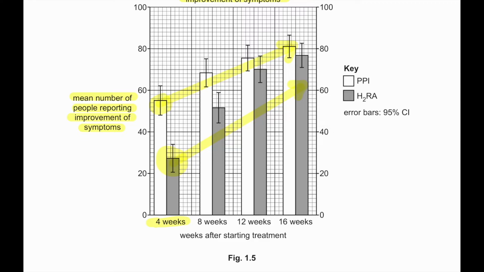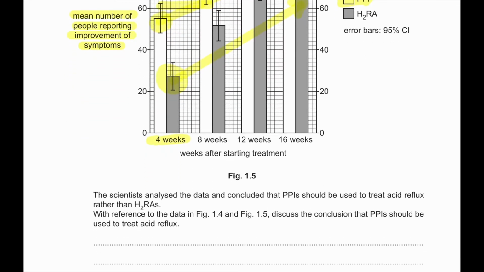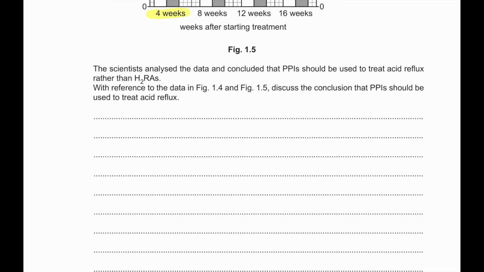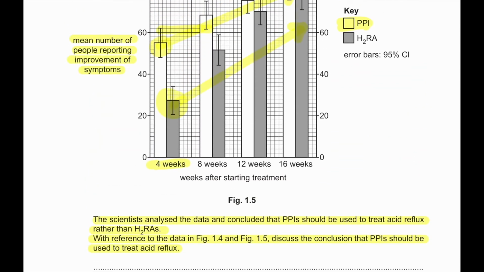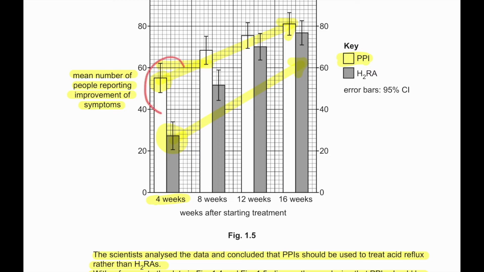We have to understand another thing: with PPI, the error bars are overlapping. So it may happen that the person may not have any further improvement after 4 weeks. Scientists analyzed the data and concluded that PPI should be used to treat acid reflux rather than H2RAs. With reference to the data in figure 1.4 and figure 1.5, discuss the conclusion that PPI should be used to treat acid reflux. Well, we can say PPI has a huge advantage within the first 4 weeks, which the H2RA doesn't have.